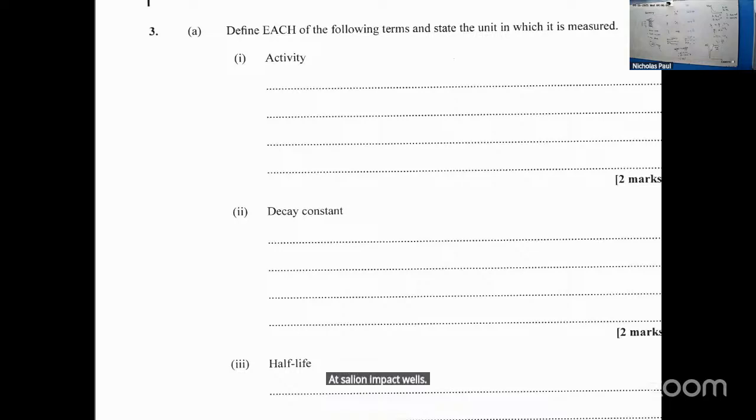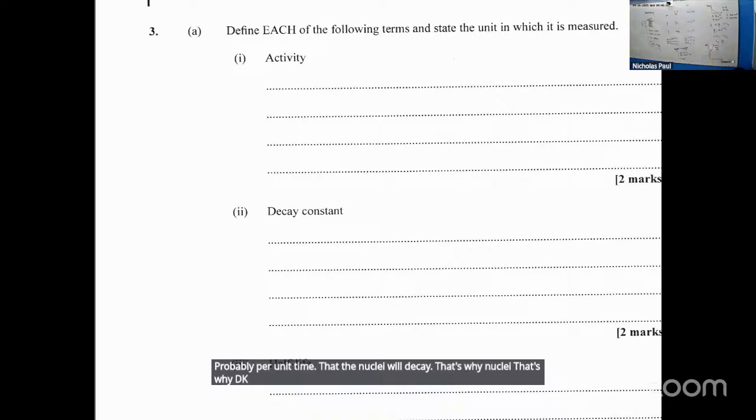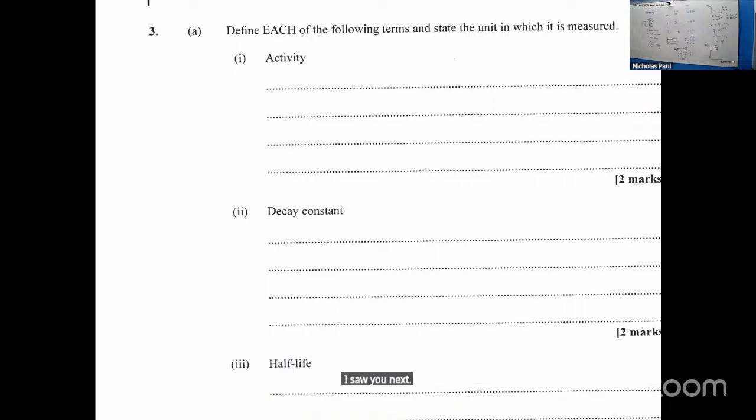What is decay constant? Probability per unit what? Per unit time, right? The probability per unit time that a nucleus will decay. That's why decay constant is used to calculate the probability. SI units, which is technically Hertz, right? But it's not Hertz. It's s^-1.